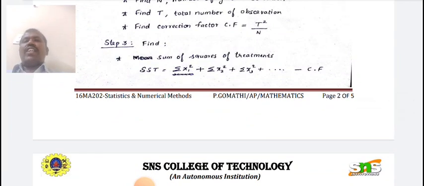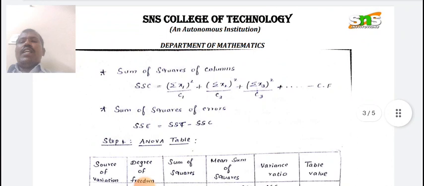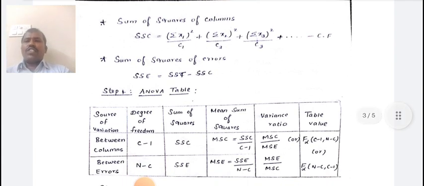Find the correction factor. CF is T squared by N. Sum of squares of treatment, SST: the formulas are given. Summation x1 squared plus summation x2 squared plus summation x3 squared minus the correction factor is SST. SSC means (summation x1)² by c1 plus (summation x2)² by c2 plus (summation x3)² by c3, plus etc., minus the correction factor. Finally, the sum of squares of errors is SSE equal to SST minus SSC.